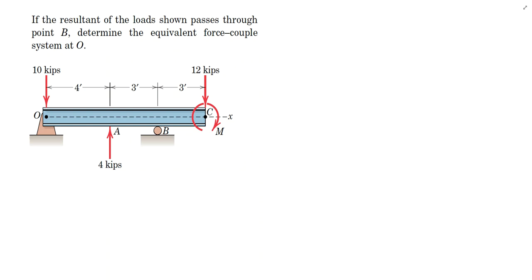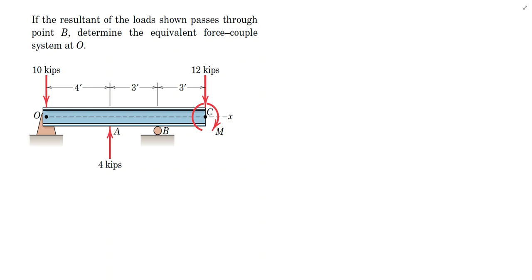All right, for this problem, we're told that if the resultant of the loads shown, so that's a 10 kip load, a 4 kip load, a 12 kip load, and then an unknown couple or moment that's applied out here at point C, but if the resultant of these loads passes through point B, so point B can be assumed as the roller, determine the equivalent force couple system at point O.